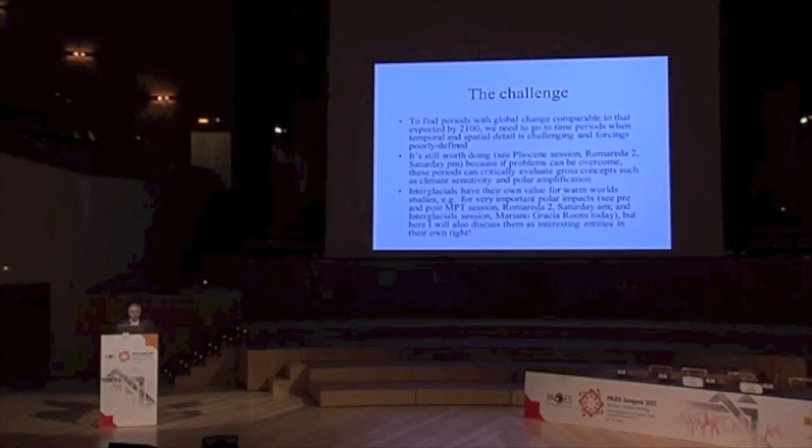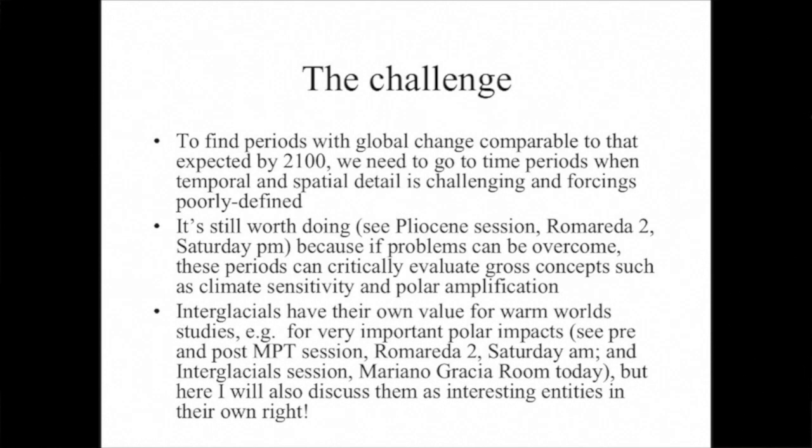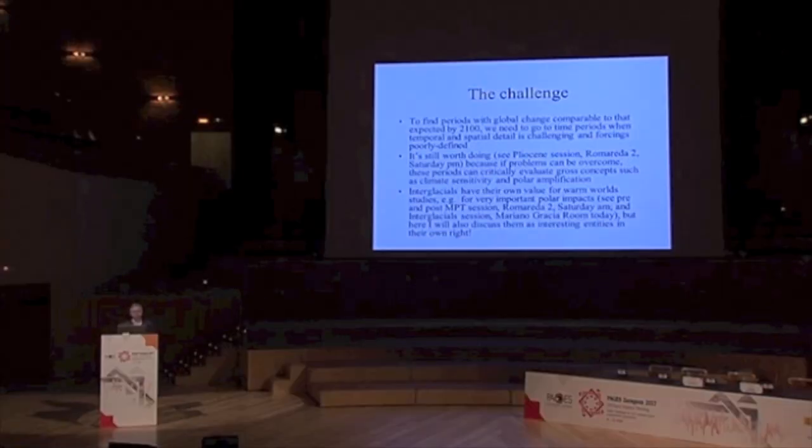So we have this balance of finding periods with a global change comparable to that we expect by 2100, but that means we have to go into time periods where it's really challenging to know anything. It's really challenging to put things on the same timescale. For instance, to be sure whether this record's from one part of an orbital cycle and this record's from a different part of an orbital cycle, and yet I'm putting them together. That doesn't mean it's not worth doing.